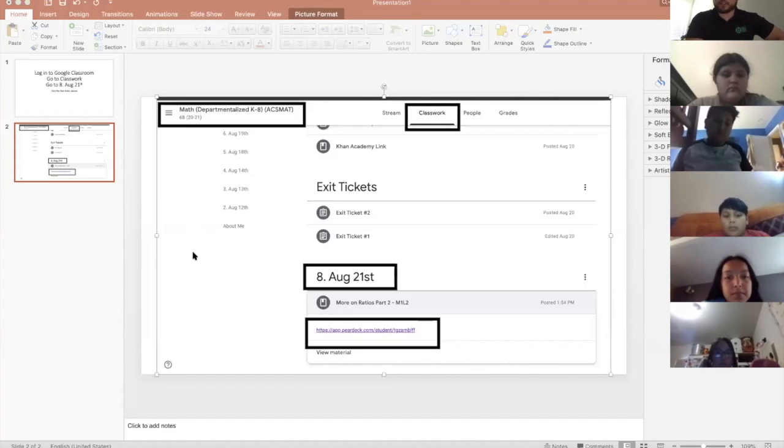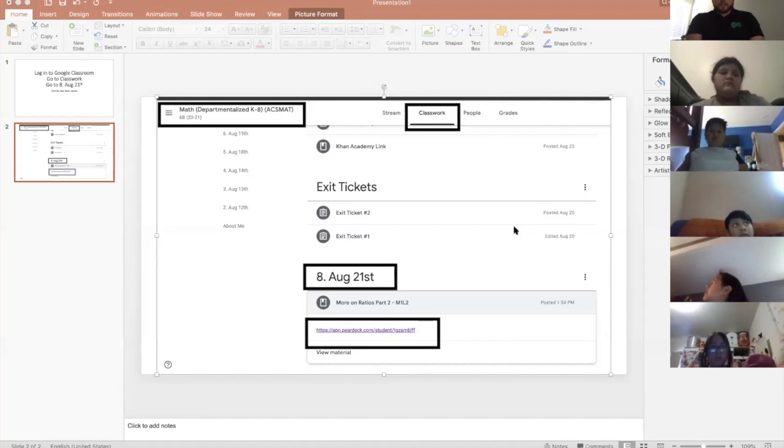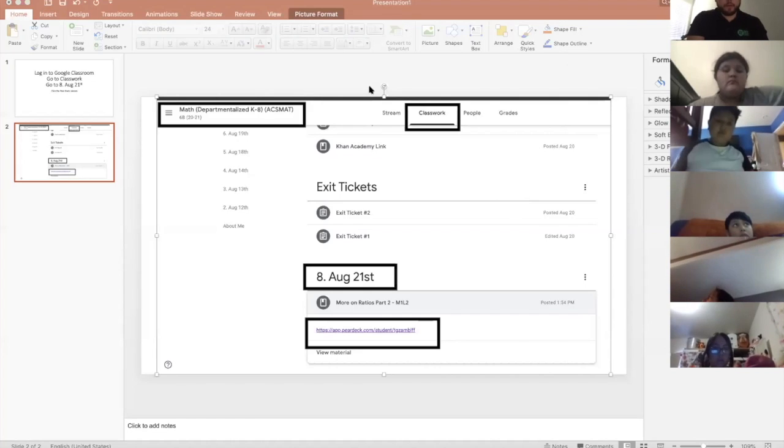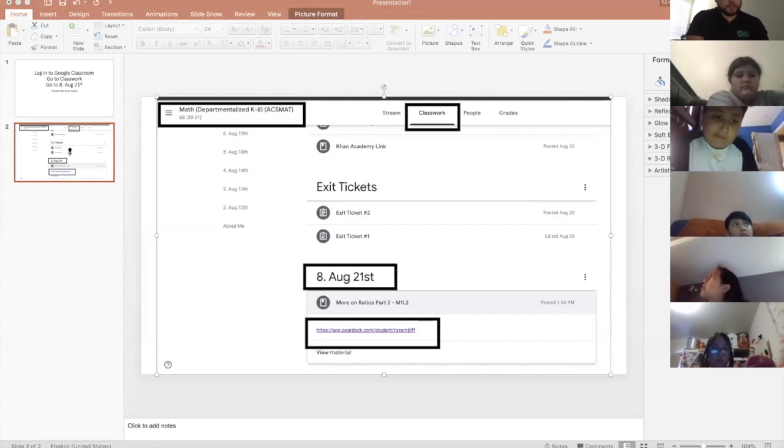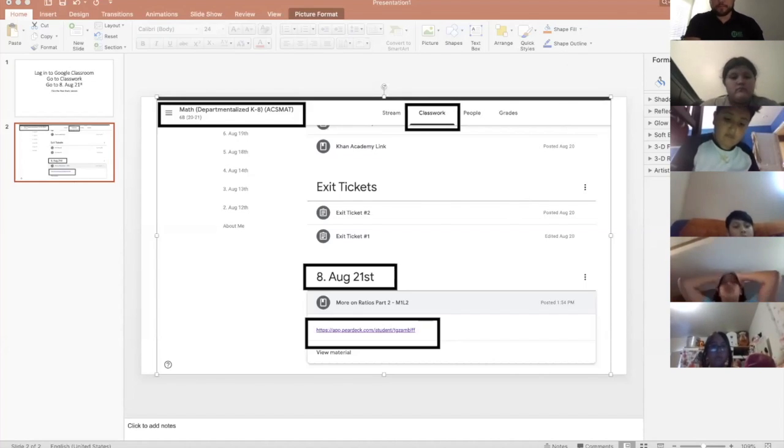On the Pear Deck, start your do now. I'm taking attendance. If you're just coming in, my PowerPoint is up that tells you to log into Google Classroom, go to your classwork, go to the 8th of August 21st, and log into Pear Deck and start your do now. Giving you 5 minutes to have the first 5 slides done.